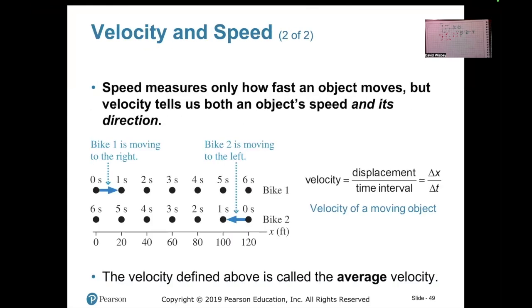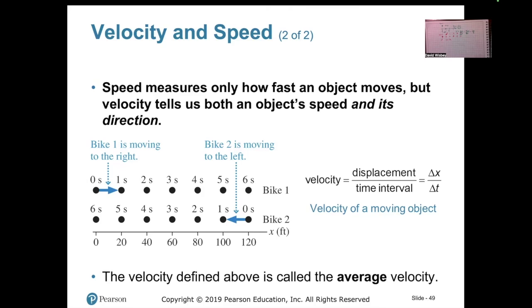Okay, so here's another motion diagram. Velocity and speed. Okay, so speed measures only how fast an object moves, but velocity tells us both the speed and the direction. That's really the key difference, right? What direction is it moving? Okay, so here we've got bike one and bike two. Bike two is going to the left. Okay, so it's moving in the negative x direction.